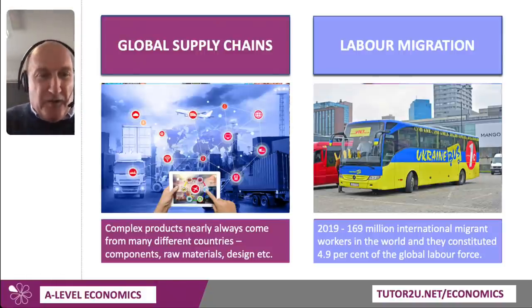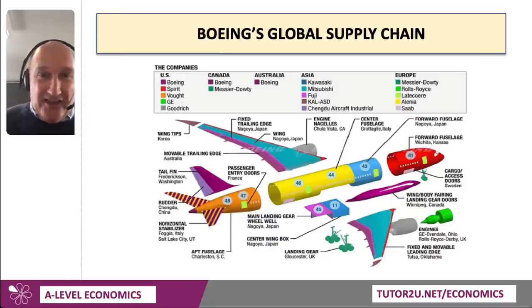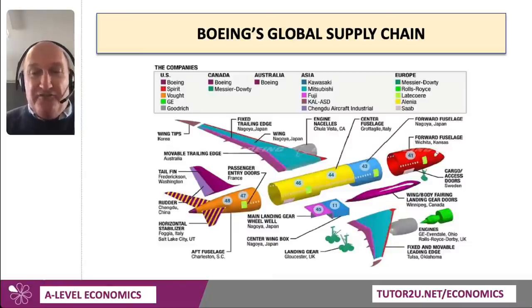And just another one, very quick one, before we get you focusing on some questions. Here's just a really good example of globalization. This is a chart showing Boeing's global supply chain. Now, the different parts of the aircraft, from the States, from Canada, from Asia, from Europe, that is deep specialization of labor. Okay, here's a question for you in chat.